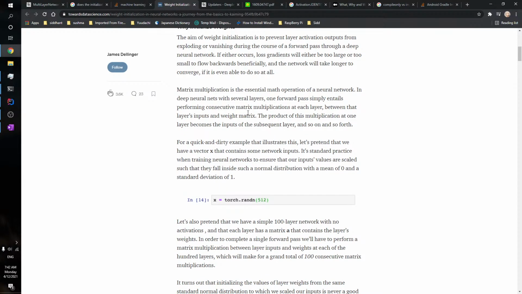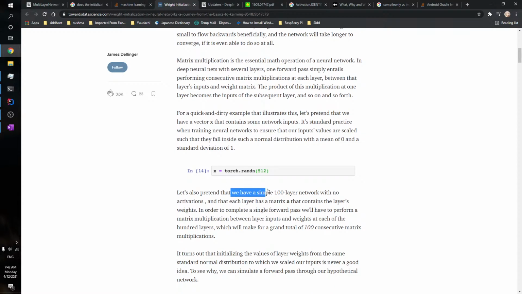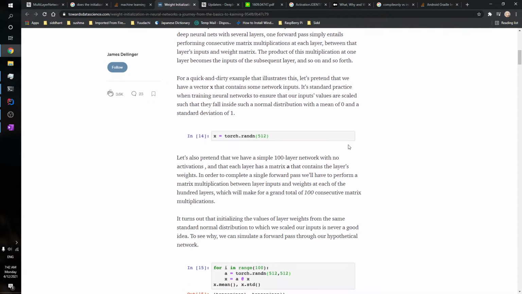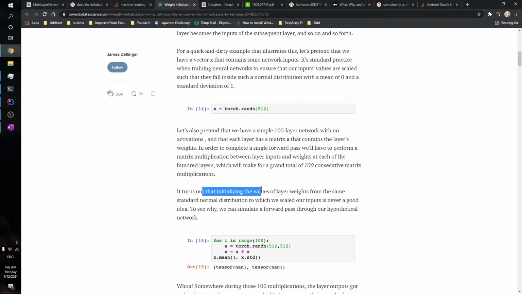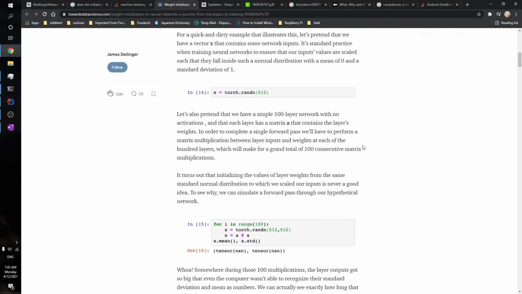This is related to a simple one-layer network with no activations. Each layer is a matrix A that contains layers and weights. In order to complete a single forward pass, we have to perform a matrix multiplication between the inputs and weights at each of the 100 layers, giving a grand total of 100 consecutive matrix multiplications. It turns out that initializing values of weights from the same standard normal distribution to which we scale our inputs is never a good idea. Okay. Why is it so?